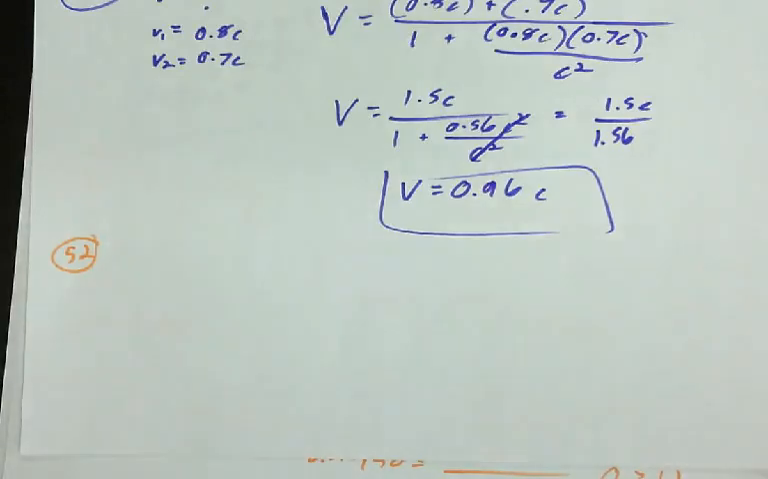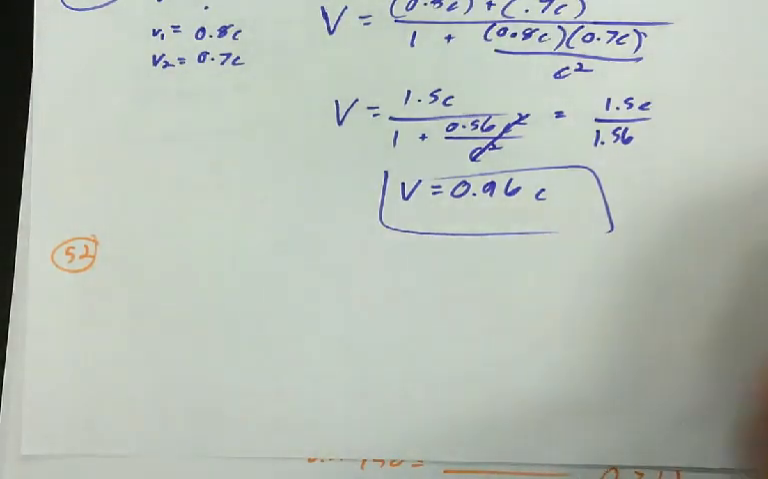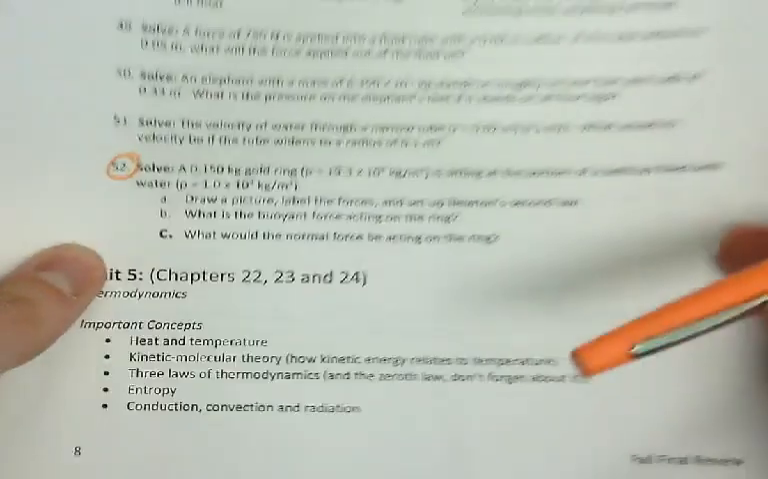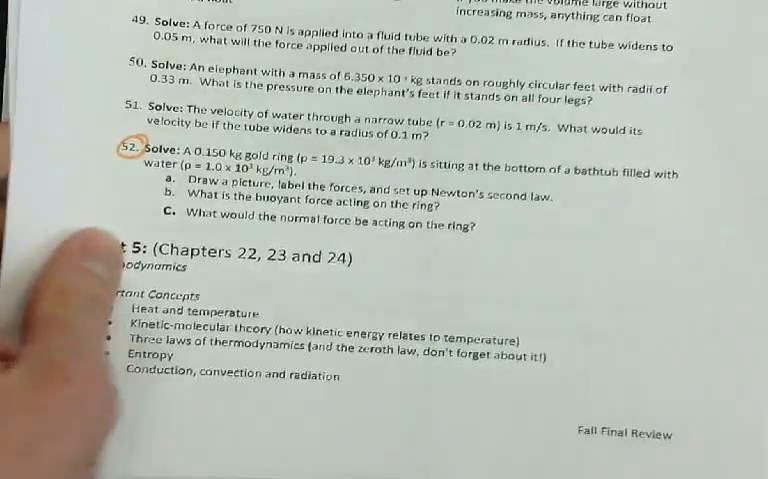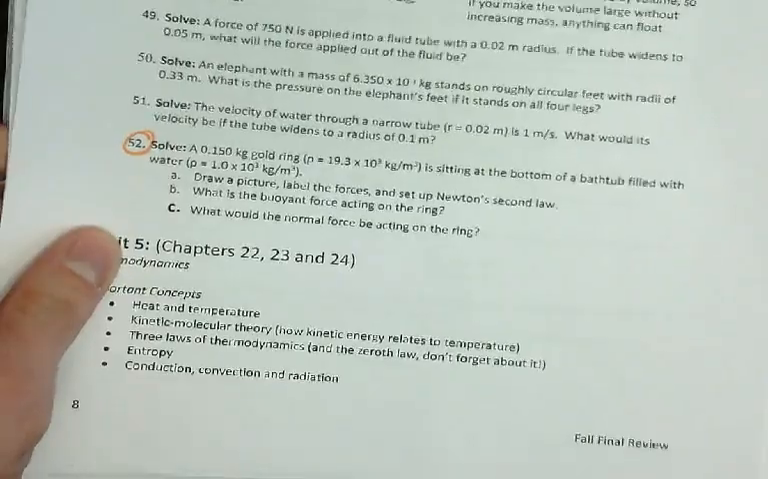All right, 52. A 0.5 kilogram gold ring is sitting at the bottom of a bathtub filled with water. A, draw a picture and label the forces, and use Newton's second law. B, what is the buoyant force acting on the ring? C, what would the normal force be acting on the ring?